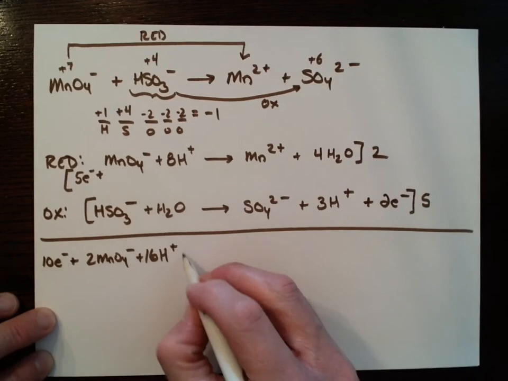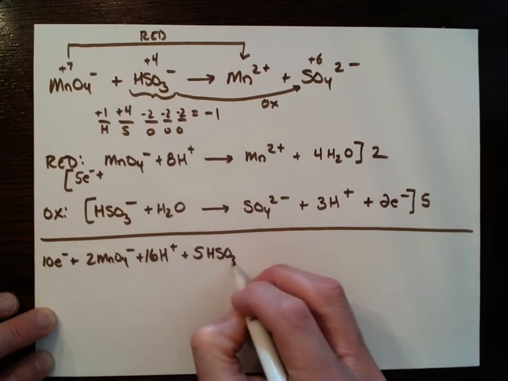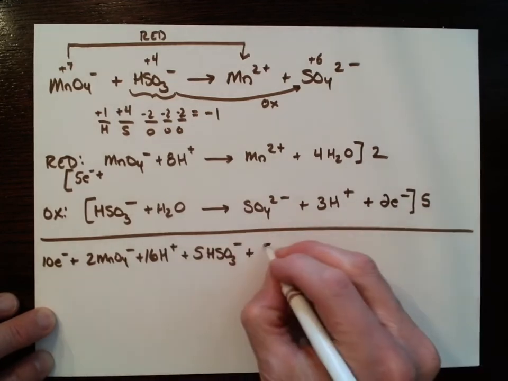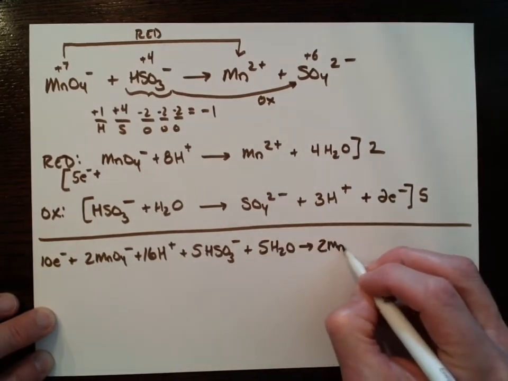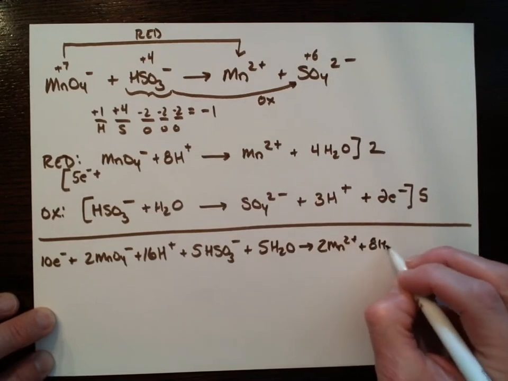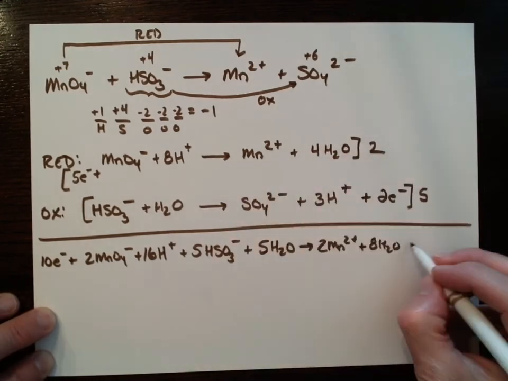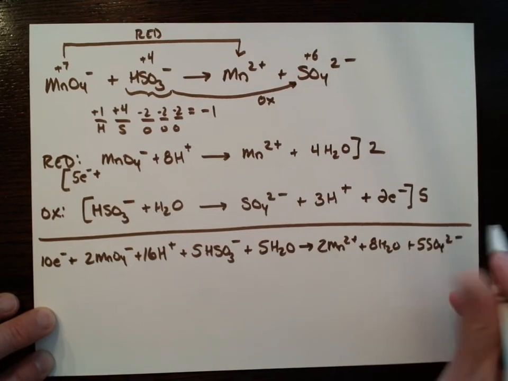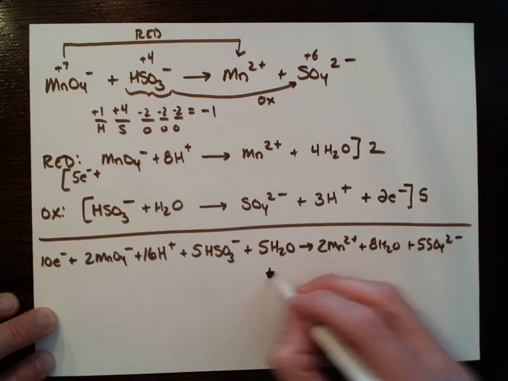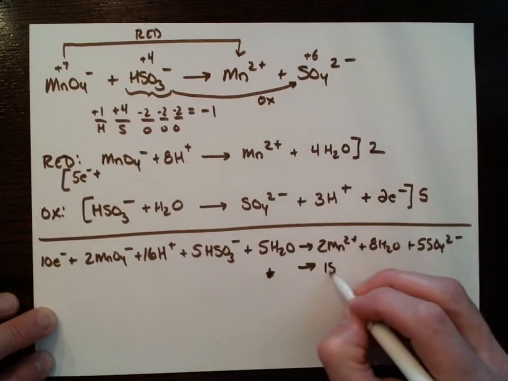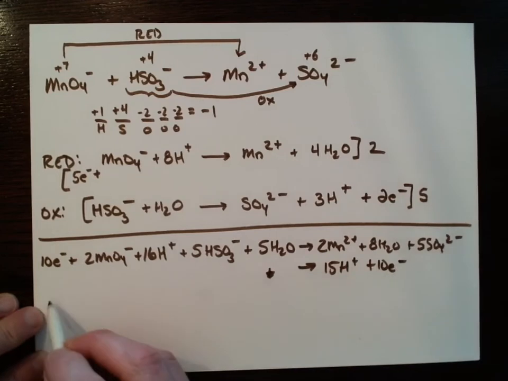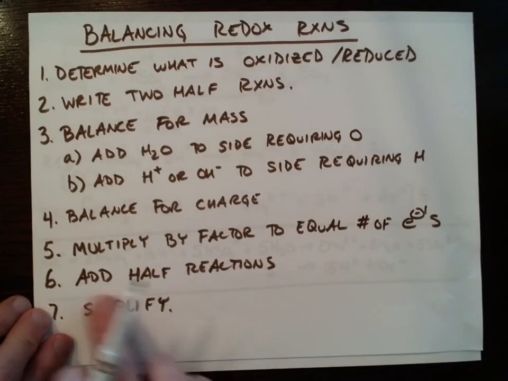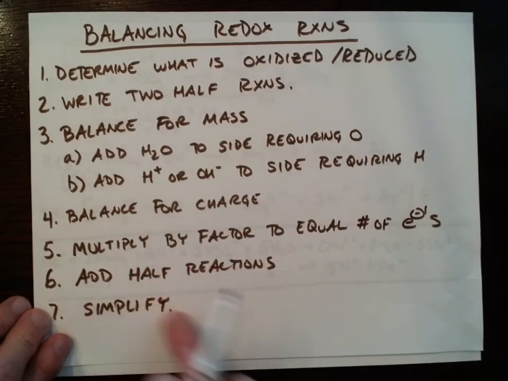Let's do the reactant side here. I'm going to need 5 hydrogen sulfites plus 5 waters. That's going to go to 2Mn2 plus, 8 water, plus 5 sulfate, plus, this is still on the product side, right? Plus 15H plus, 10 electrons. Wow. So I multiplied by the factor. Now I'm going to add these 2 half reactions together and simplify.